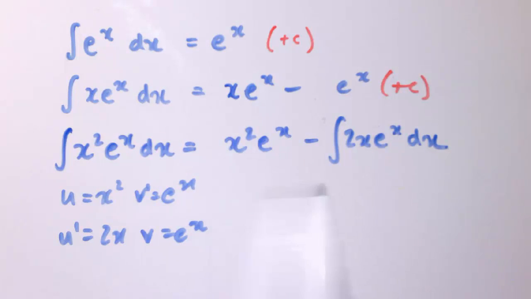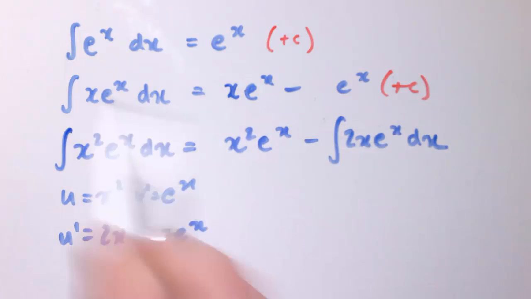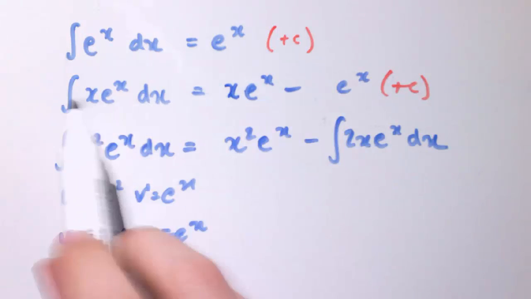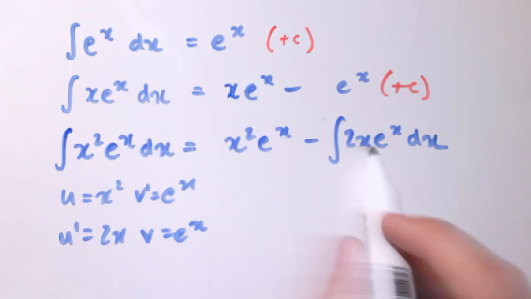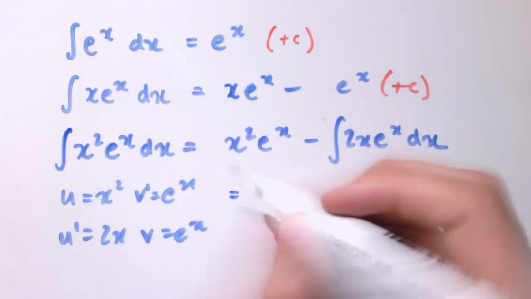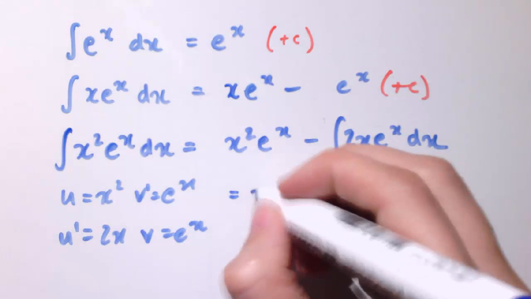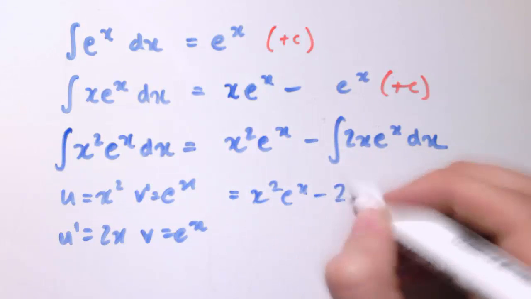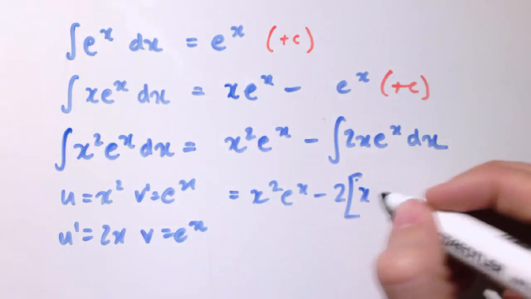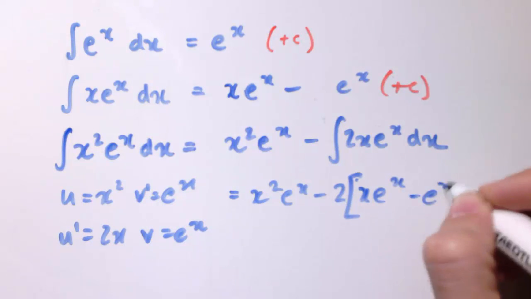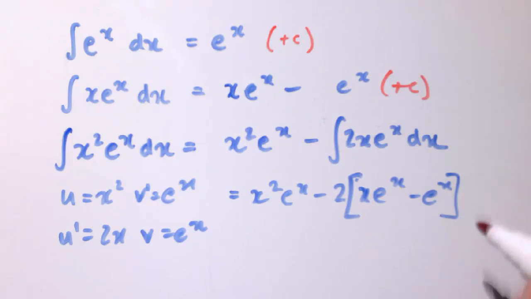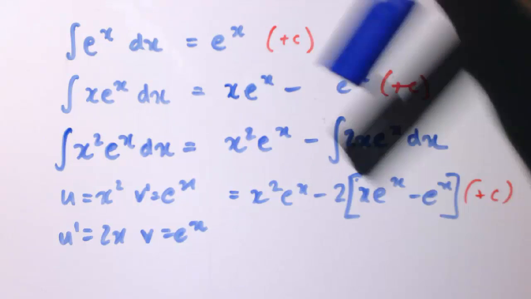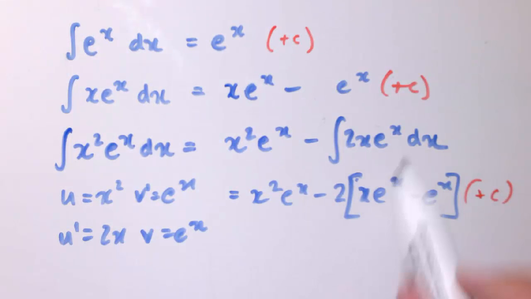What we notice here is that this integral has essentially been reduced into one of the form above. Here I've just got 2 times the previous integral that we had before, which was x e to the x. So this is x squared e to the x minus 2 times this whole thing here, x e to the x minus e to the x, and again we've got this arbitrary constant outside. Noticing that this integral was one we'd already done saved us a lot of work, rather than having to do this integration by parts again. And that's really the crux of how a reduction formula works.